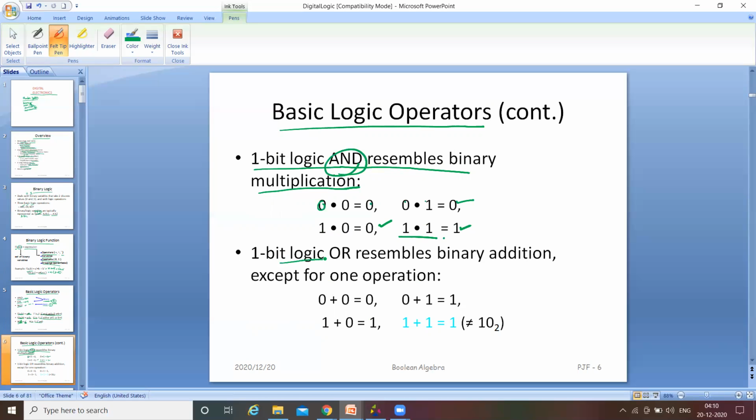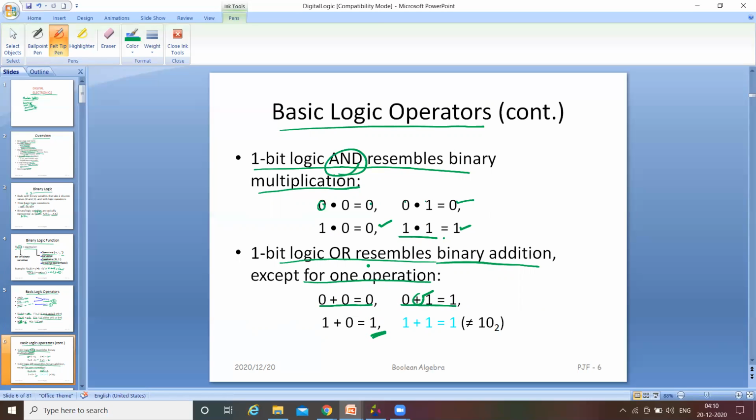And one bit logic OR resembles a binary addition. It almost resembles a binary addition except for one operation. See here, 0 plus 0 is 0 and 0 plus 1 is equal to 1. Observe here, this is not a plus, this is OR. We have to read it as OR. 0 or 1 is equal to 1. Next, 1 or 0 equals 1. Next, 1 plus 1.